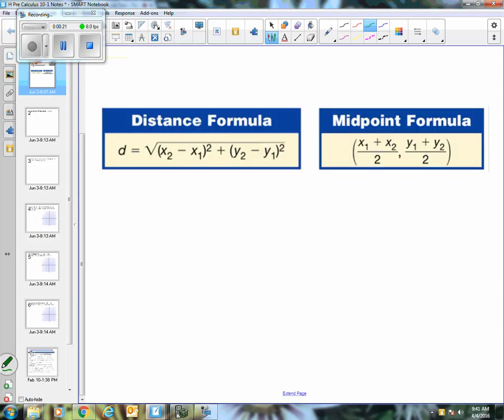On a test like the ACT, both of these formulas would be really important to know and be able to use, and on the MCA as well. But on the MCA, they give you the distance formula on the formula sheet anyway. They never give you midpoints. Let's talk about some easy ways to remember each of these.